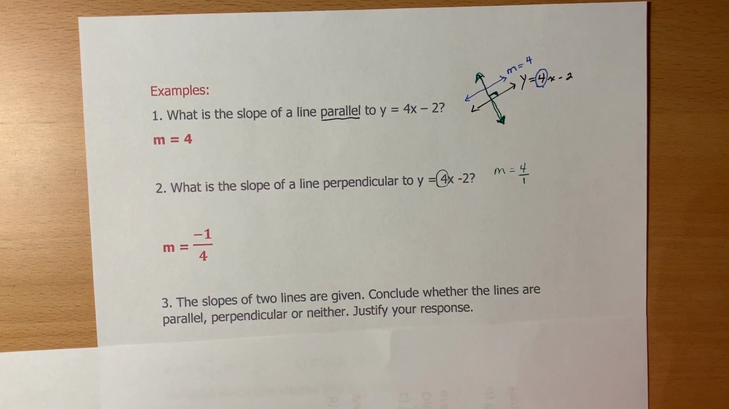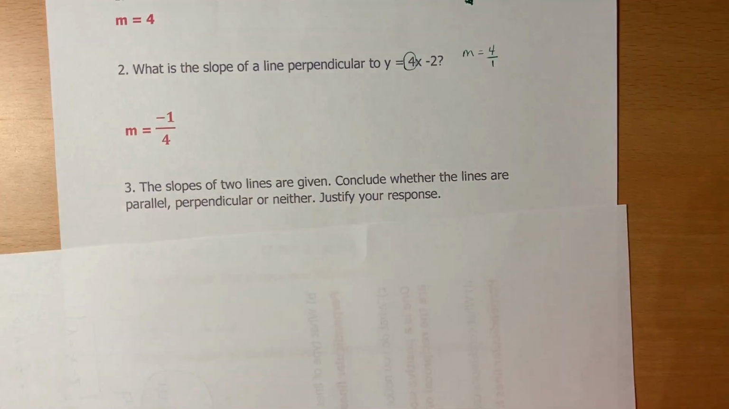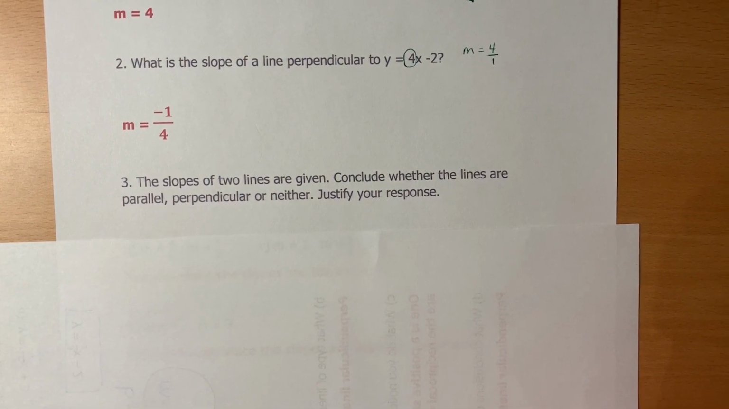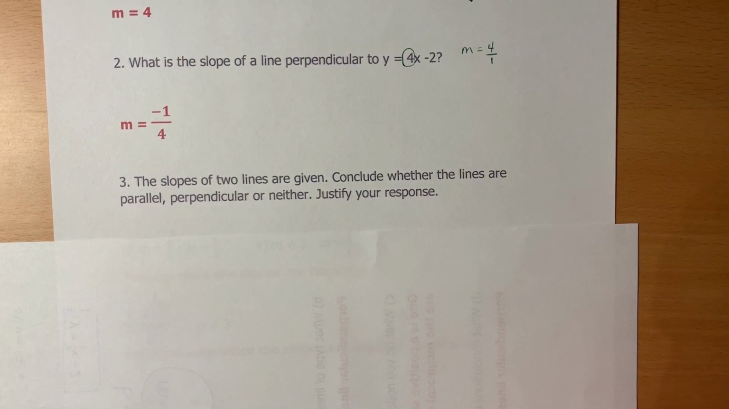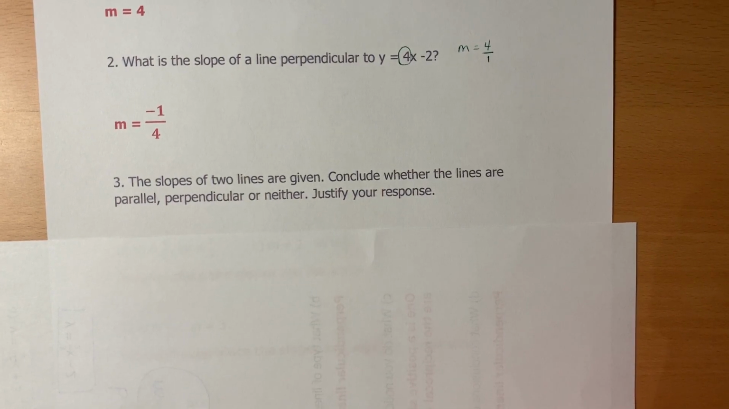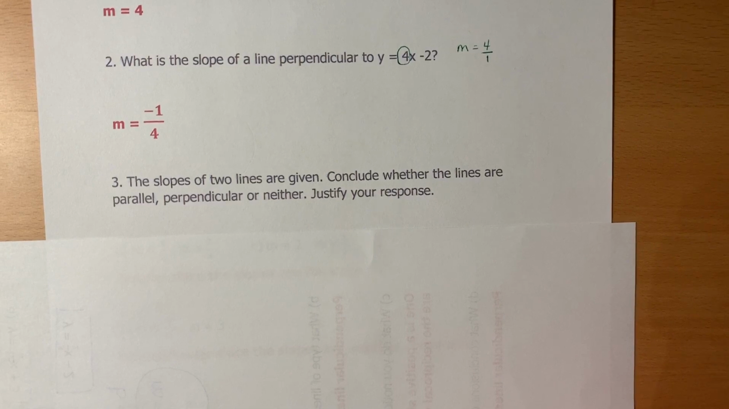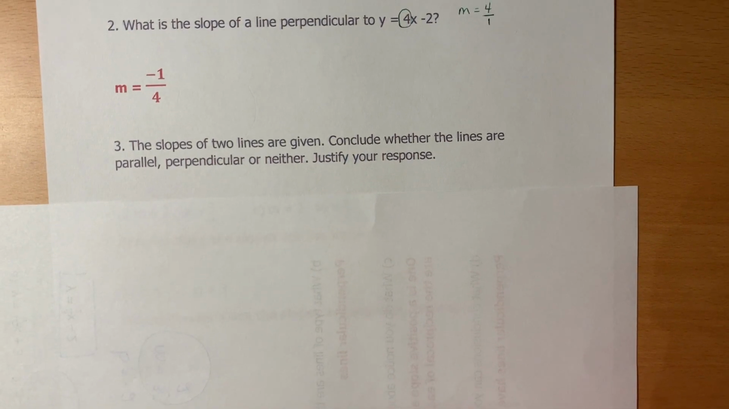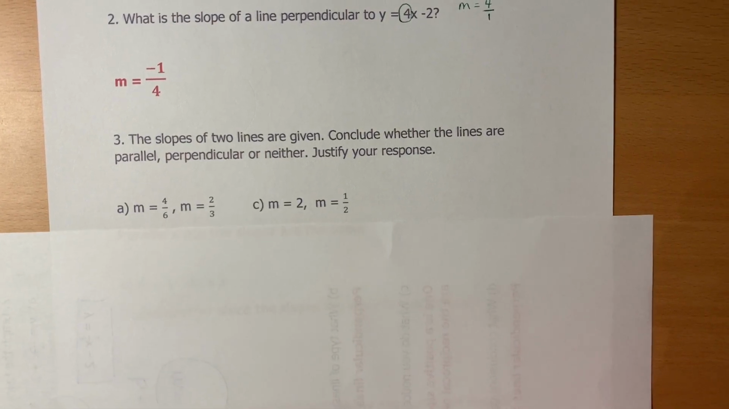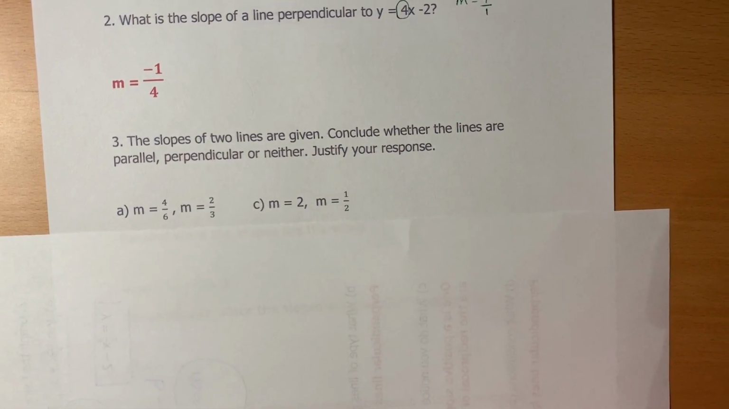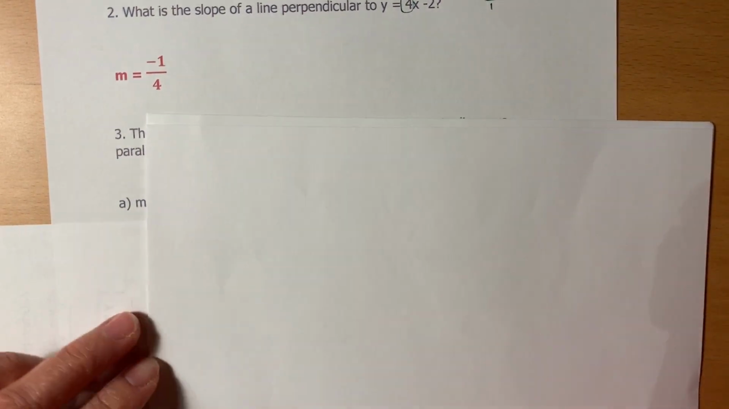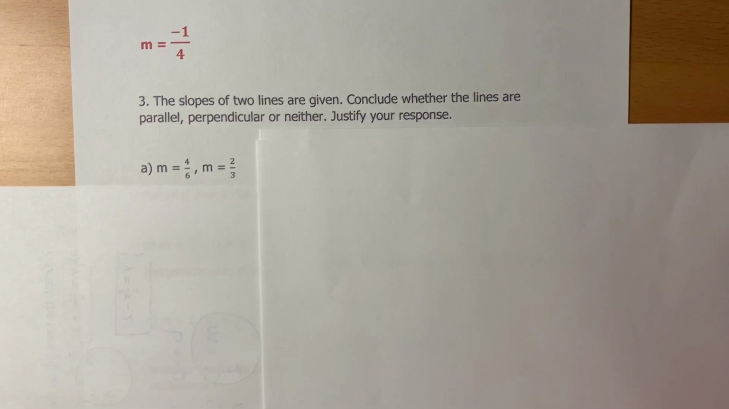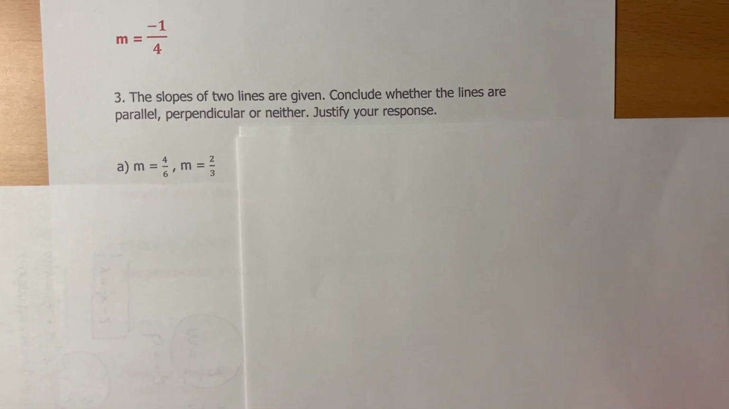So the last one. You're given 2 slopes. You're going to tell me whether or not the lines would be parallel, perpendicular, or neither. And when you're asked to justify, justify means why. How do you know you're right? So if you just tell me parallel or perpendicular and you don't tell me why, you haven't really answered the question fully. Okay? So let's look at this one. Here I have a slope being 4 over 6 and another one being 2 over 3.